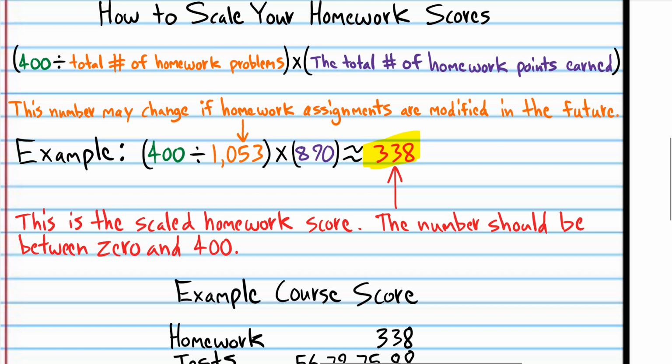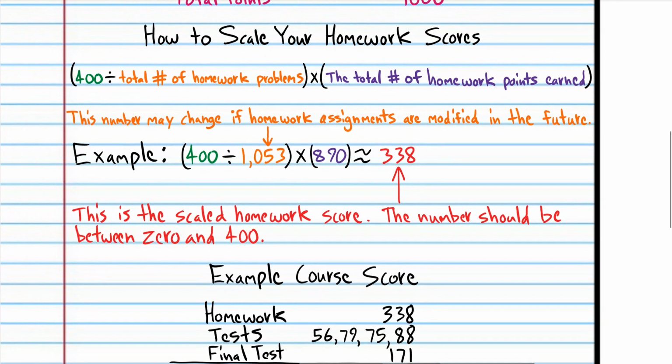If you multiply 1,053 by 890 first, then you divide 400 by that number, you'll get the wrong answer. So this number should be somewhere between 0 and 400. I know that's kind of complicated with all that stuff, but after finishing your intermediate algebra course, that shouldn't really be very difficult.